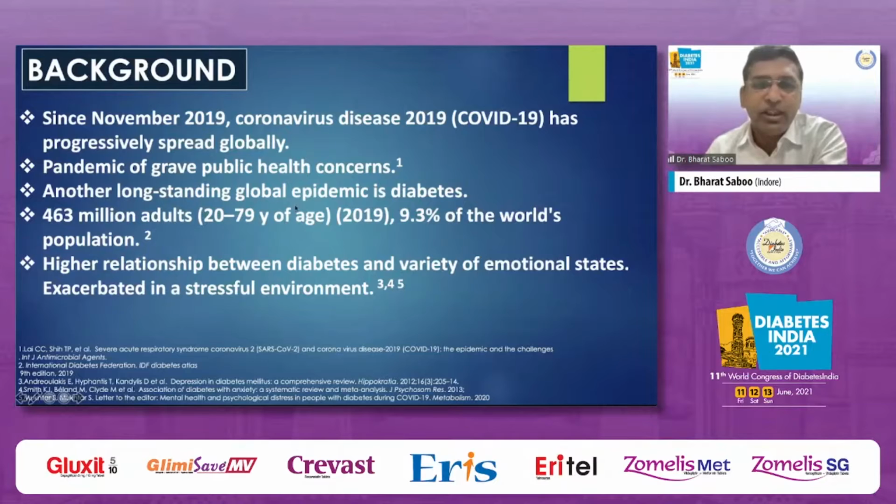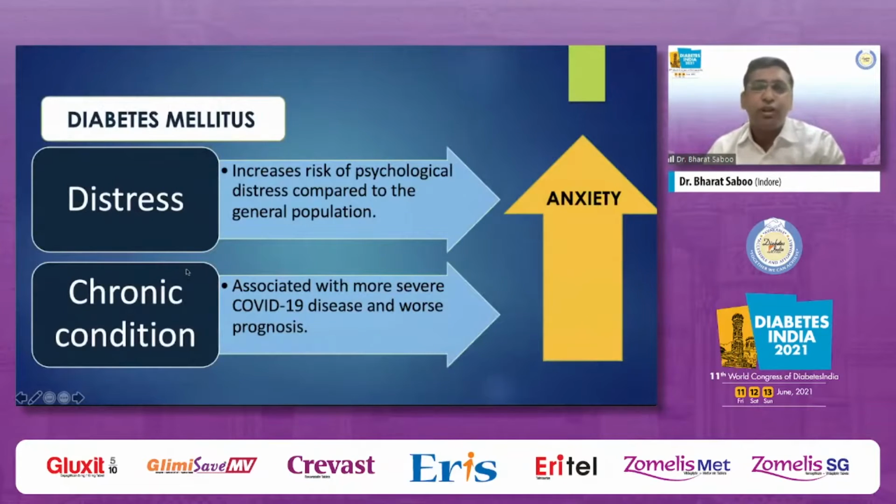So there are two things, epidemic and the pandemic together, and there is a higher relationship between diabetes and a variety of emotional states as well, which causes an exacerbation of the same in any stressful environment. Diabetes mellitus itself causes distress. It increases the risk of psychosocial distress as compared to the general population. Being a chronic condition, it is associated with more severe COVID-19 disease and worse prognosis. It has been proved. This increases the level of anxiety in diabetic patients more than the general population.